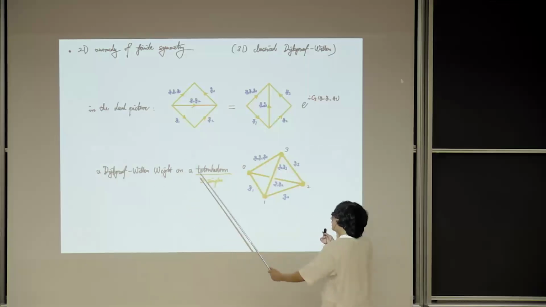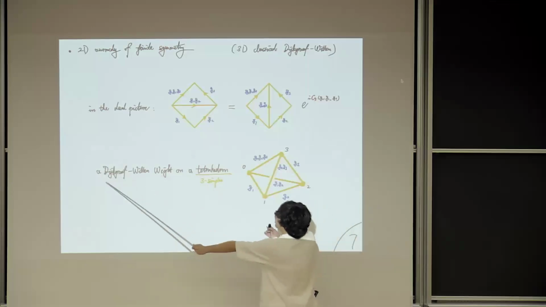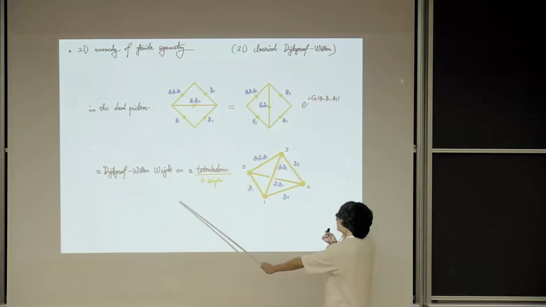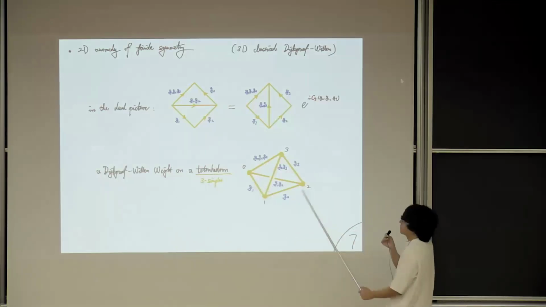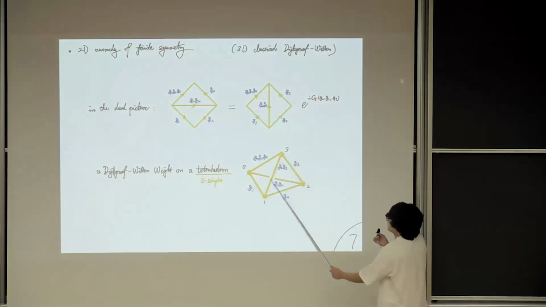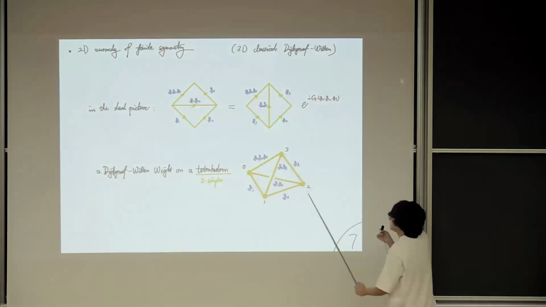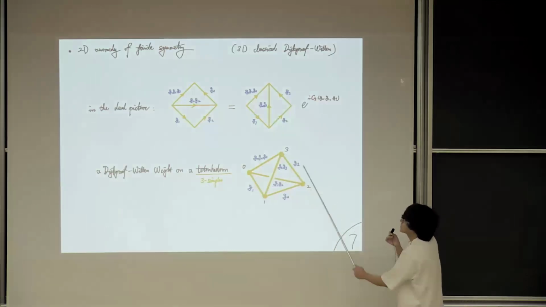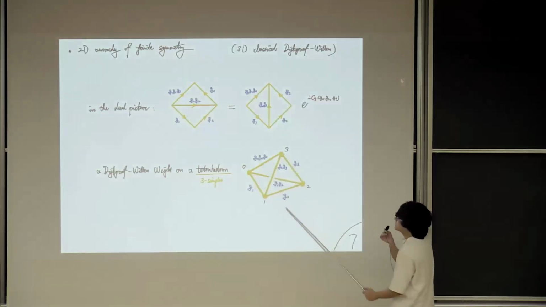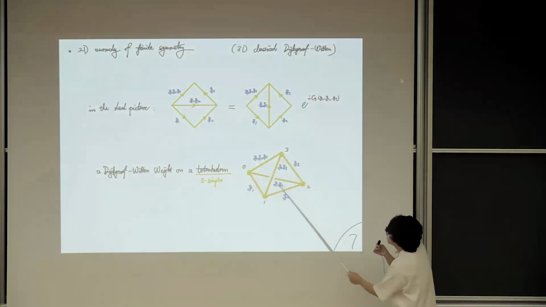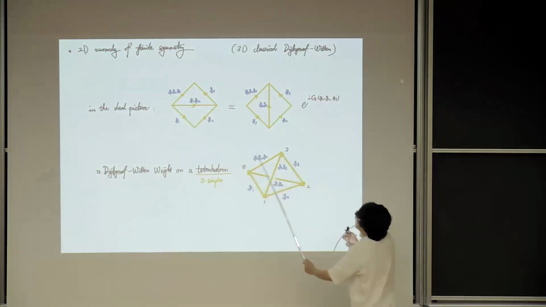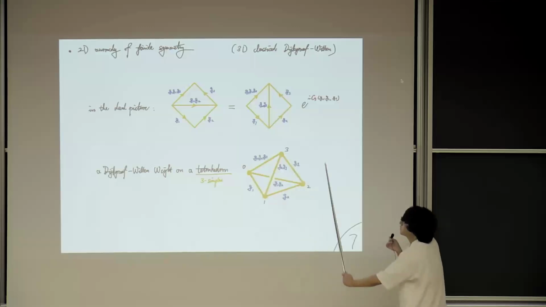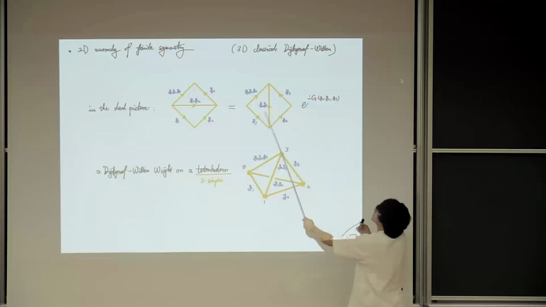What should we do with the bulk? So the bulk is still a Dijkgraaf-Witten theory, of course, classical. And then because the dimension is 3, we should consider a tetrahedron instead of a triangle. And then we should put a Dijkgraaf-Witten weight on this tetrahedron. So we can say that the back two faces of this tetrahedron is precisely this figure. The front two faces of this tetrahedron is precisely this figure.